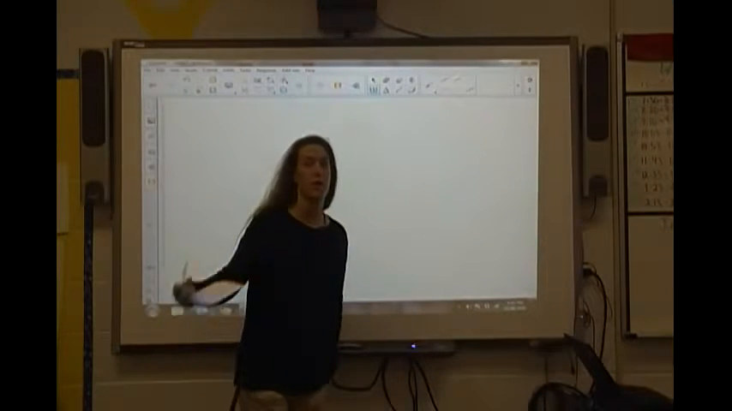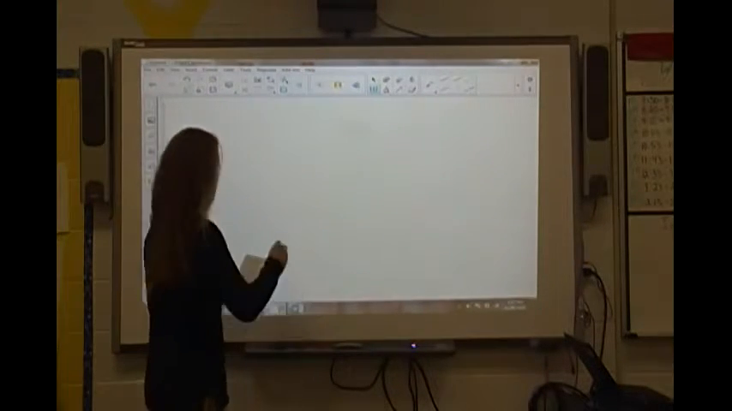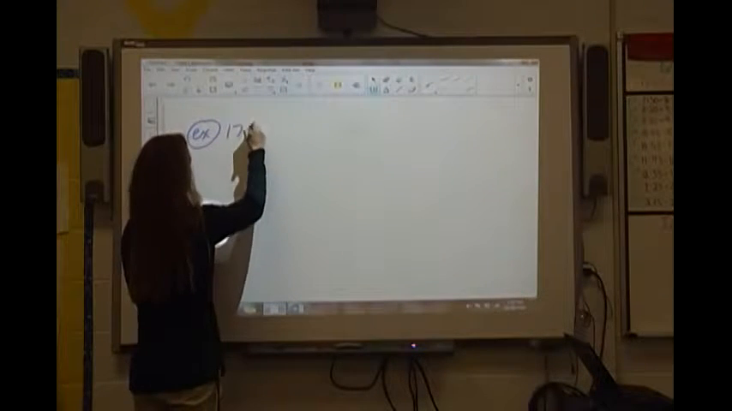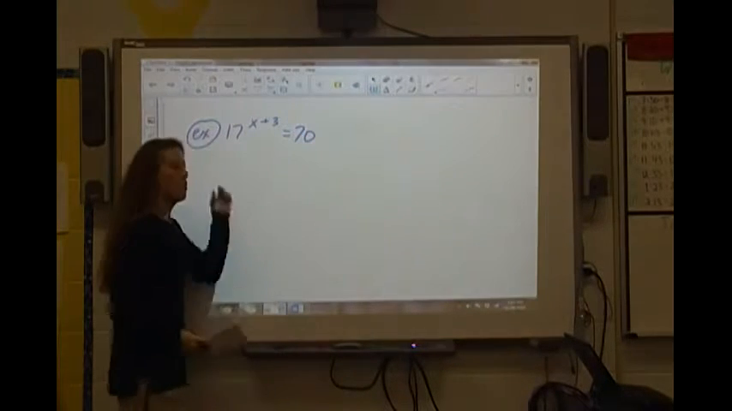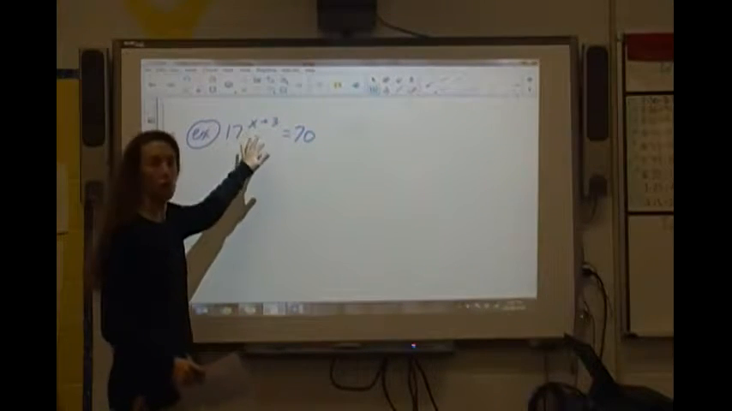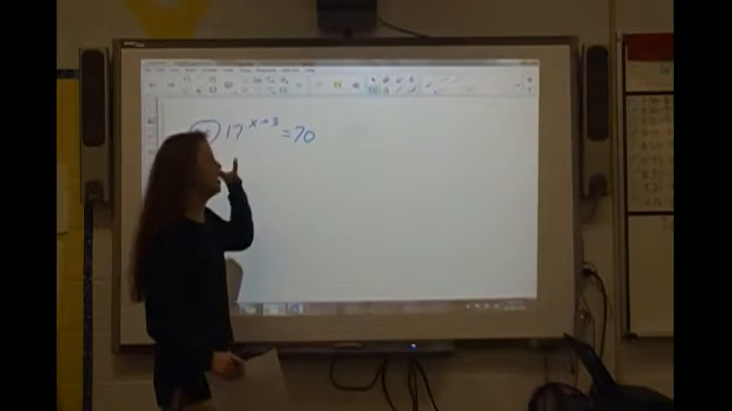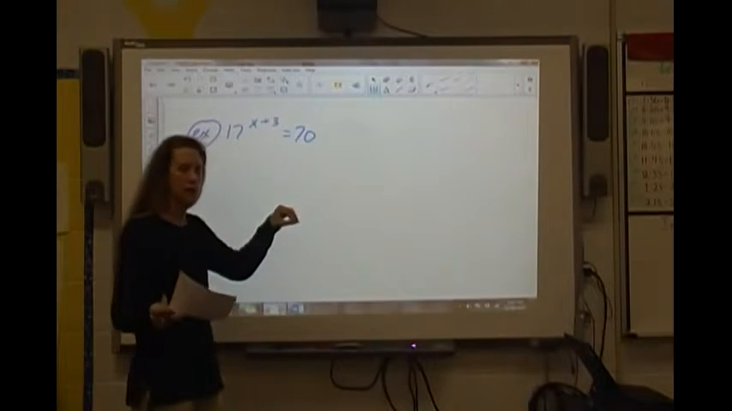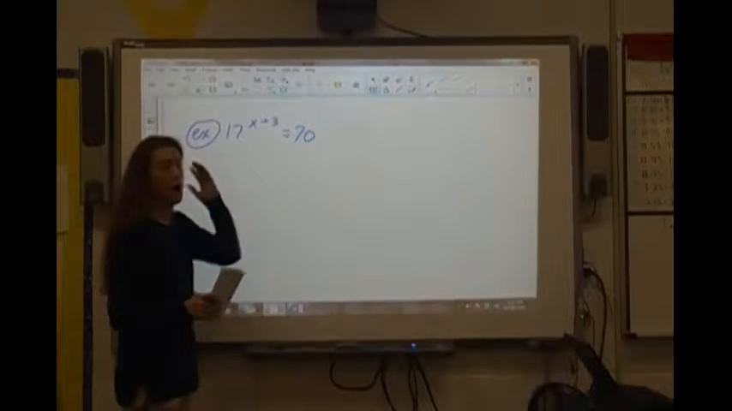Now we're going to take a look at some exponential problems that can only be solved using logs. So again, we need to convert them. If we look at this first one here, we've got 17 to the x plus 3 power equal to 70. There's no way that you can solve for something in the exponent without using logs. There's no way we can do something with that 3, take the x-th root of it, not going to happen. So we can't solve for x unless we use logs.